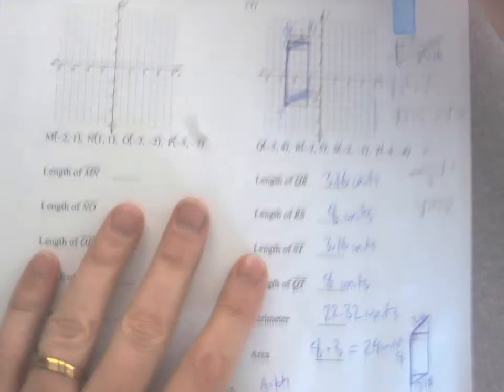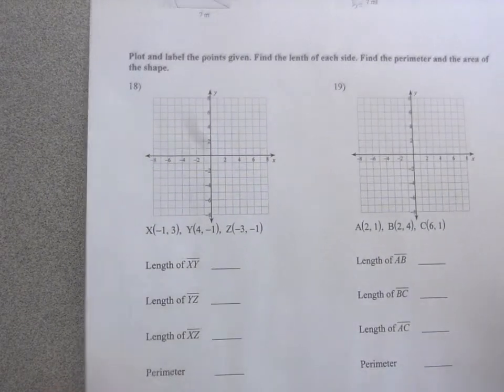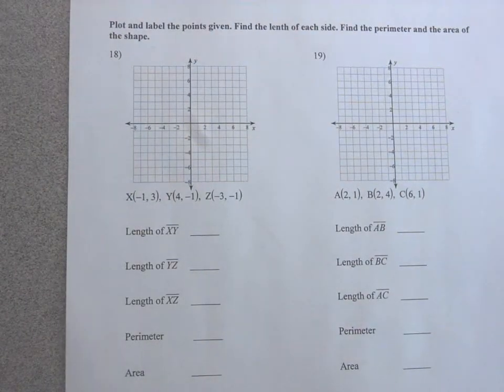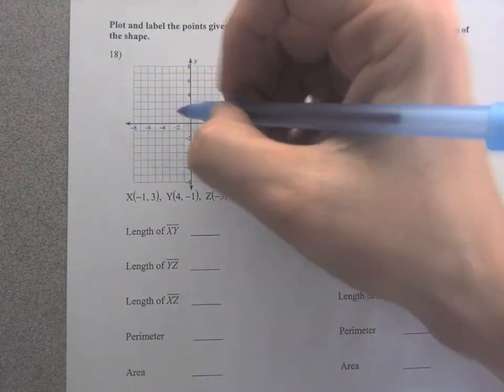All right, one more. Let's take a look at 18. Okay, now this is going to be a triangle, which is going to make this a little bit more tricky, because we're going to have to use the distance formula more than once. So let's start with plotting our points.